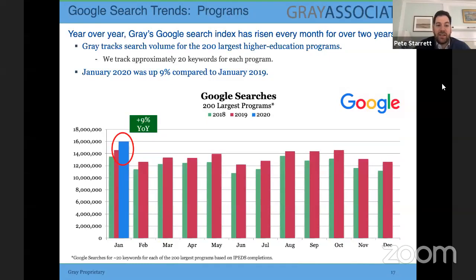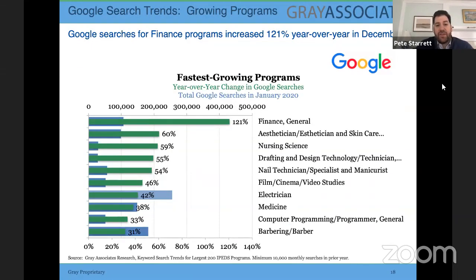I think we had 2% inquiry growth in January. We've actually got 9% in Google search growth for the month of January based on those program keywords, which again continues. If we look at 2019 as a whole, every month was up compared to the prior year for our Google search volumes based on programs. And then what we have here are the fastest growing programs for the month of January. So we're looking at the year-over-year change in terms of the percentage, which is what that green bar is showing. And then sort of hidden behind that is the total volume of searches, probably not the easiest to read.